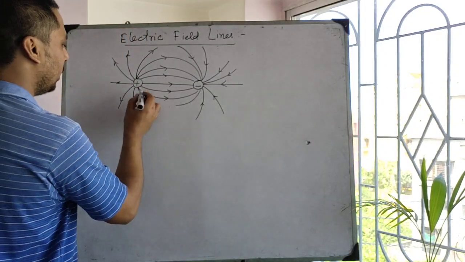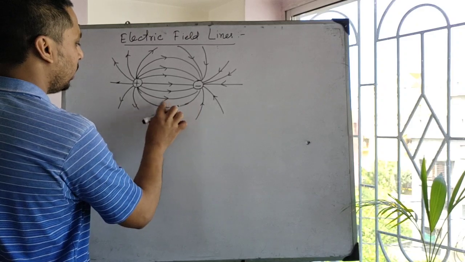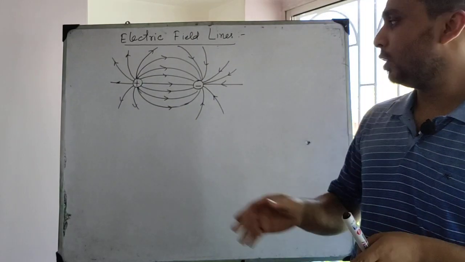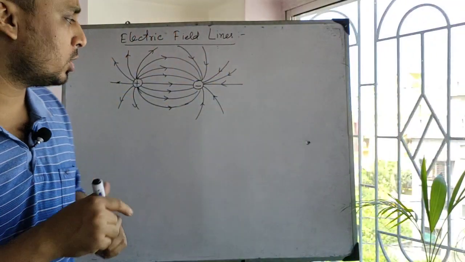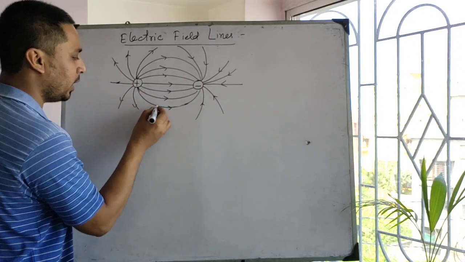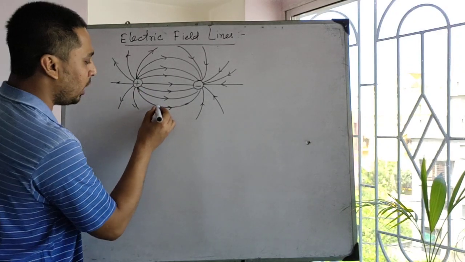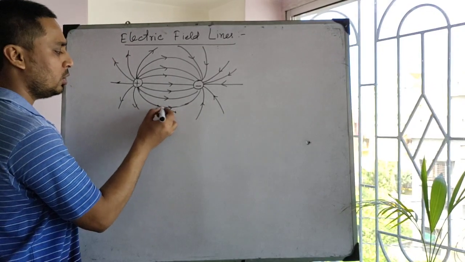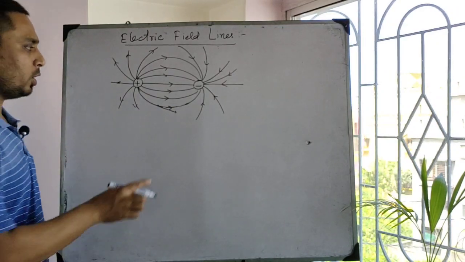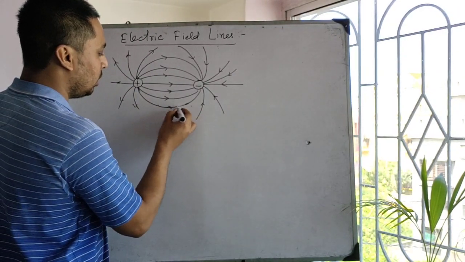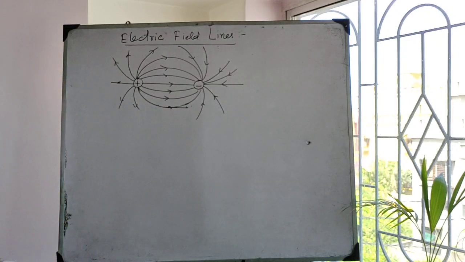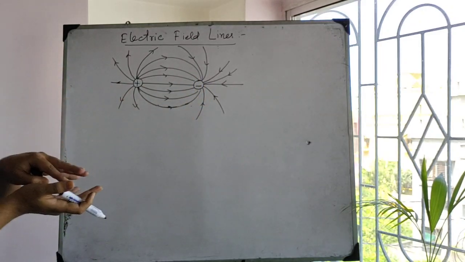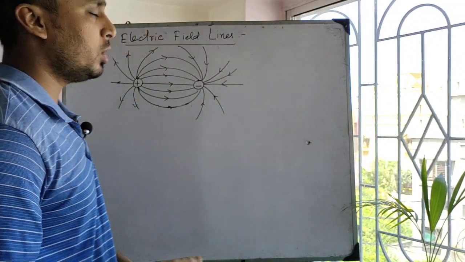If you want to know the electric field at any point, the electric field denotes the direction and magnitude. Suppose we want to know the direction of the electric field at this point. If we draw a tangent, this tangent will represent the direction of the electric field at this point. If we draw the tangent here, it will be in this direction. So the tangent will give the direction of the electric field at each point on the field lines. And the relative closeness, the density of the field lines, will represent the strength of the electric field at any point.